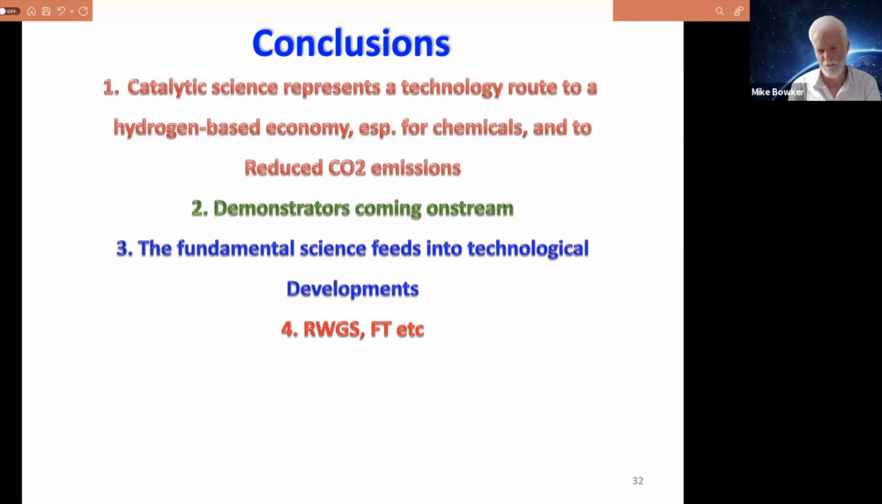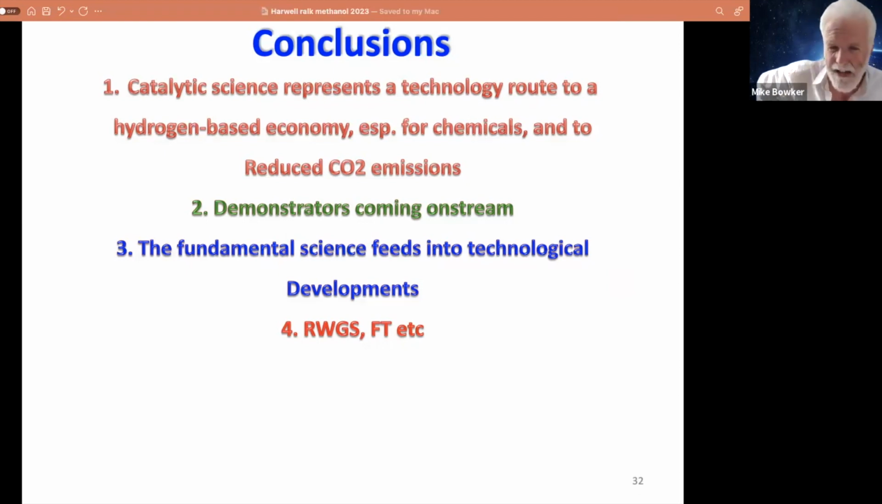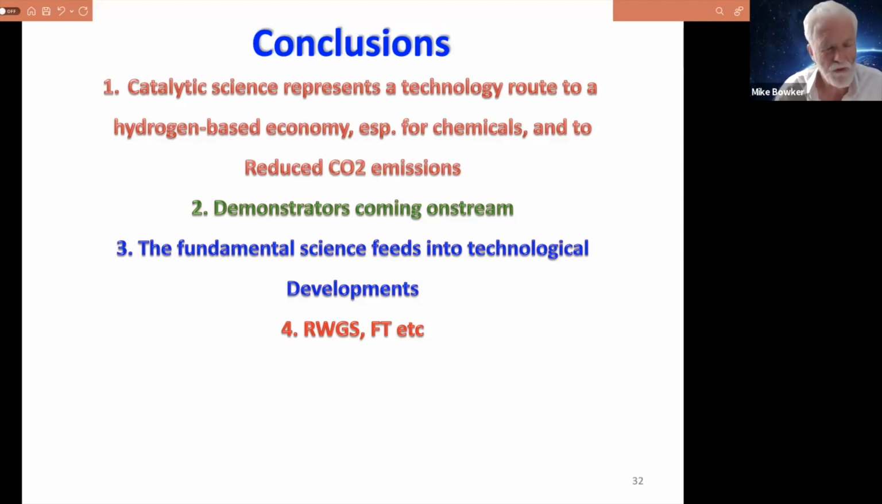We need more fundamental science to feed into the technological development to make new kinds of materials, catalysts that will withstand high levels of water in the stream. And I've only talked here about methanol synthesis from CO2. Now, in the end, a plant will not operate with pure CO2 and hydrogen, probably. What we will do is use CO2 and hydrogen.